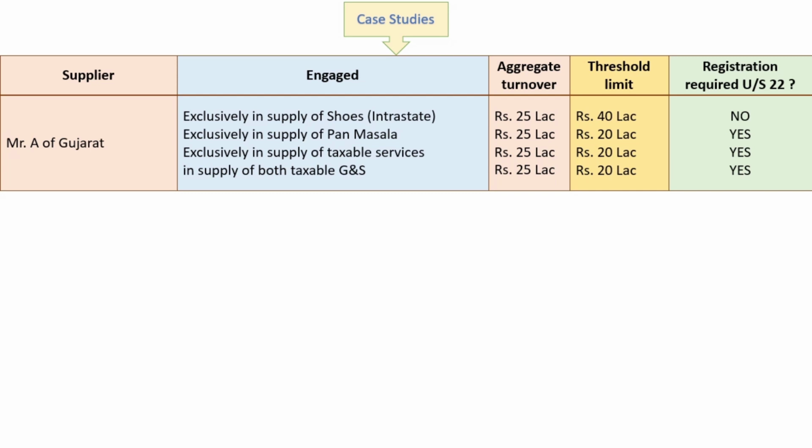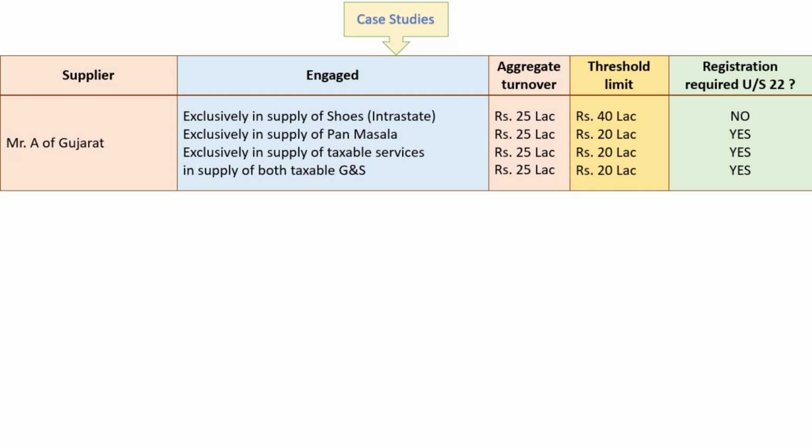Second one, exclusively in supply of pan masala. So Mr. A of Gujarat is exclusively engaged in supply of pan masala. So here in this case also aggregate turnover is 25 lakh and applicable threshold limit in this case is now not 40 lakh because now limit is reduced to 20 lakh. So now whether he is liable for registration under section 22? Yes. In this case he is liable for registration under section 22.